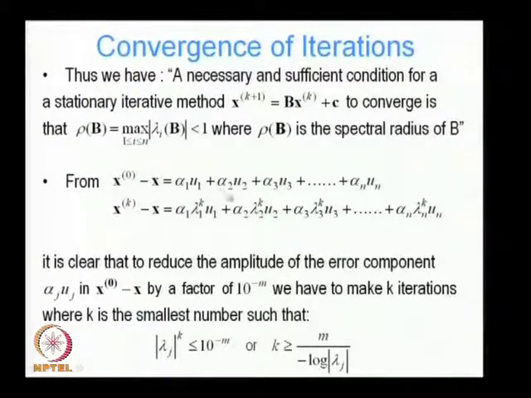Basically, for instance, I want to reduce this error component by a factor of 10 to the power minus m. That can only happen if this term λ2 to the power k is less than or equal to 10 to the power minus m. Which means that k must be greater than or equal to m over minus log of |λ_j|. This is the same thing except that we have taken the log to the base 10 of both sides.